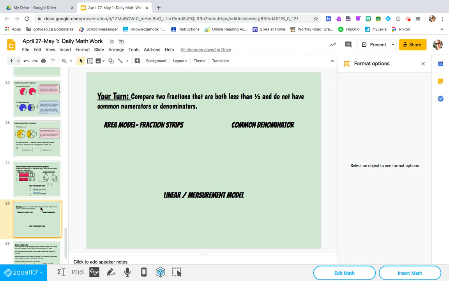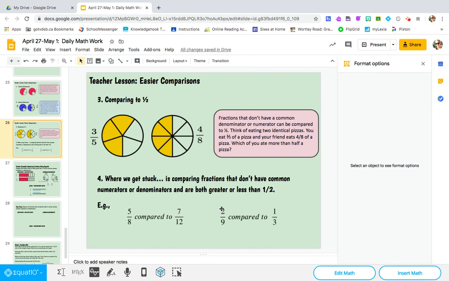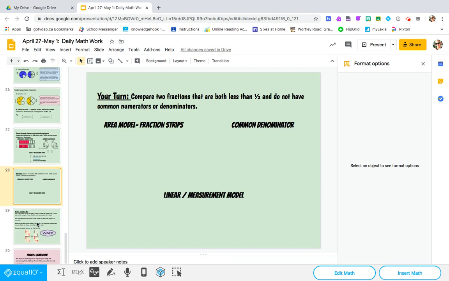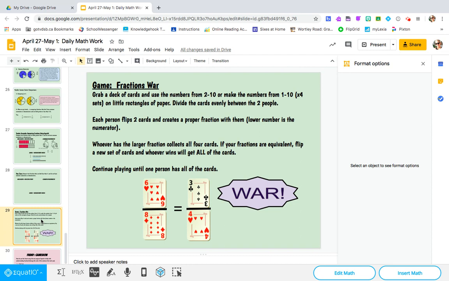It's your turn. I have asked you to choose two fractions that are both less than a half and do not have common numerators or common denominators. You're welcome to use the numbers 2/9 and 1/3 like I did back here, but you don't have to use those. You can choose your own. Give it a try. Come up with your models. Do all three ways. And then today, to finish off, I have a fraction war game comparing fractions.